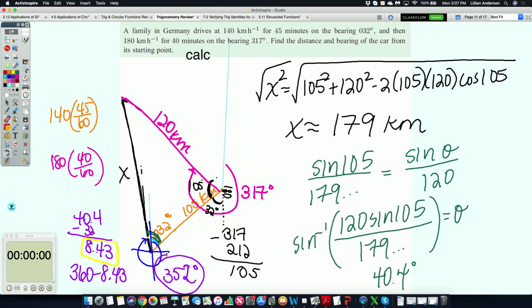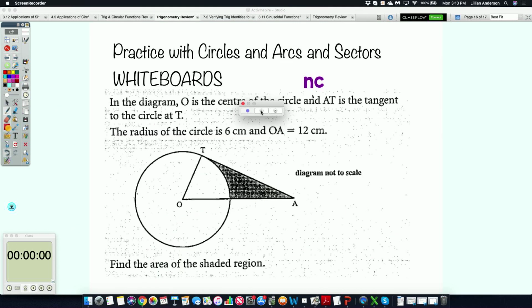That was quite the question. Did we get this one? In this particular problem, you're told that O is the center of the circle and AT is tangent to the circle at T. Tangent means that it forms a right angle, a right triangle where the radius is 6. So you know this is 6, and you also know that AO is 12.